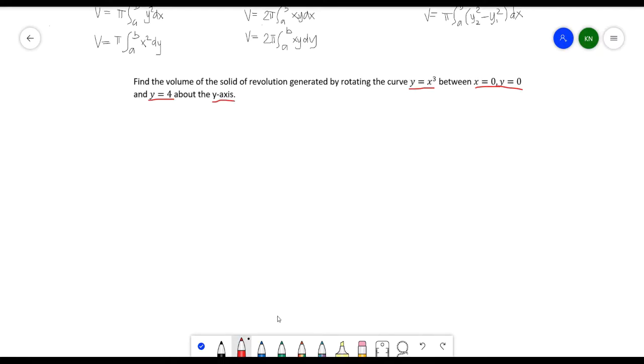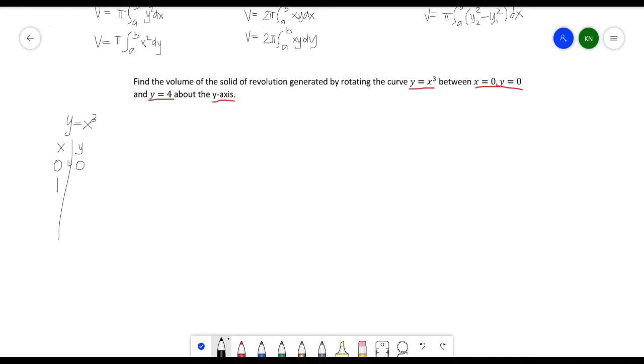So that being said, we need to substitute some values to our x and y's for our function. So our function here is y is equal to x cubed. Now, if we substitute some values to our x and our y, as we know, our y is bounded by 0 and 4. So if we substitute 0 to our x from here, meaning to say our y is also 0.